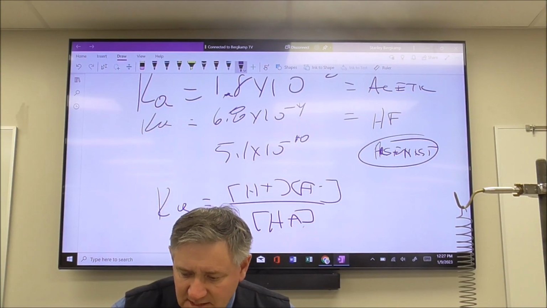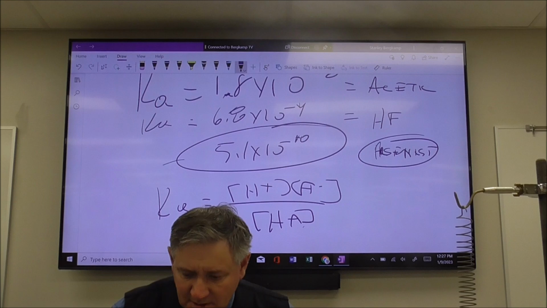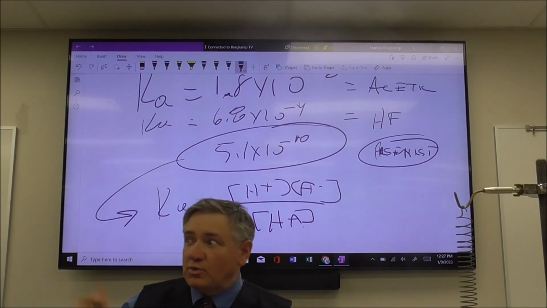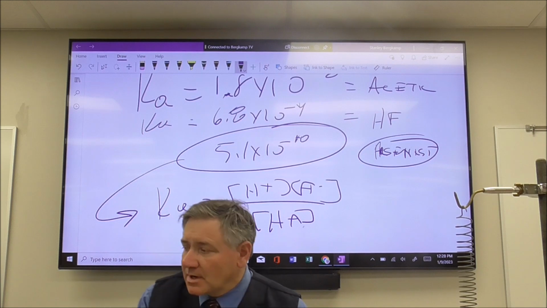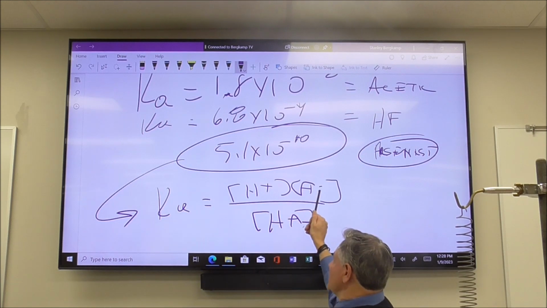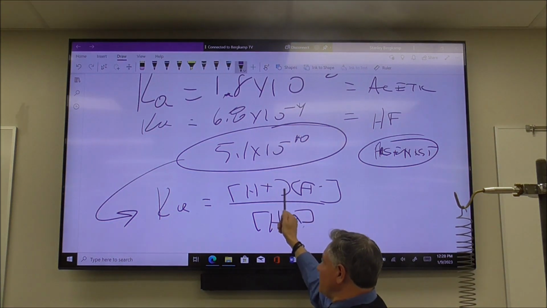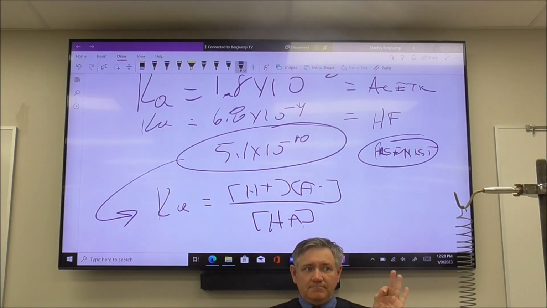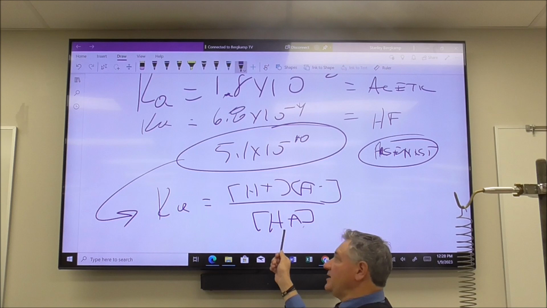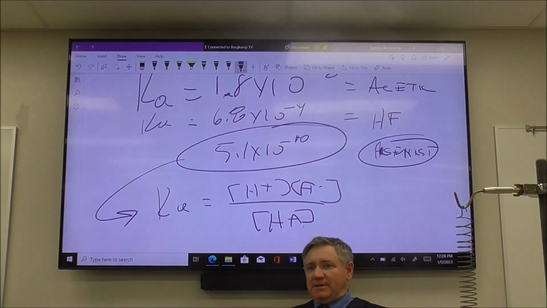Arsenic acid has a Ka value of 5.1 times 10 to the negative 10th, which is a really small number. Okay? So that means with arsenic acid, these numbers up on top are really, really small, okay? And the number down here has to be relatively big.